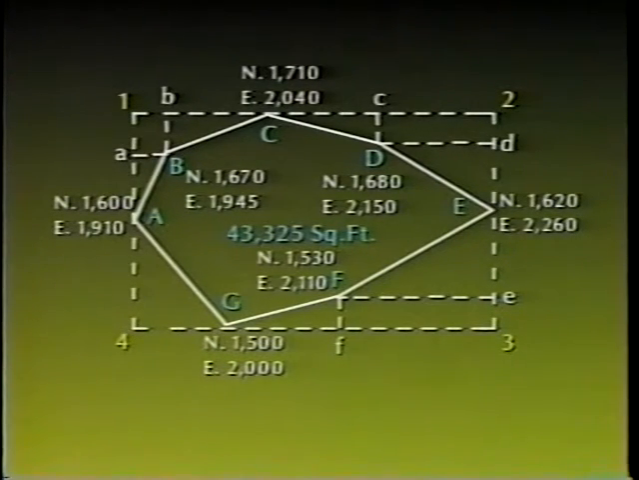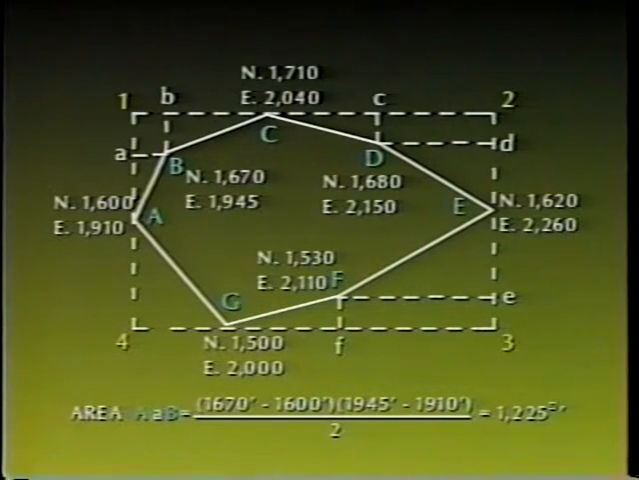This equals 210 feet. Therefore, the area of rectangle 1, 2, 3, 4 has 350 feet on one side times 210 feet on the other side, equaling 73,500 square feet.